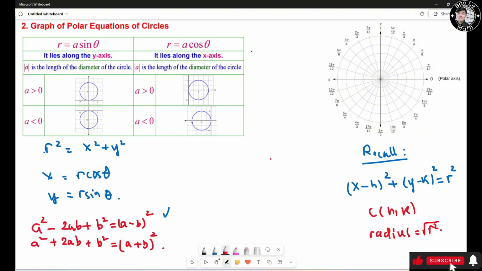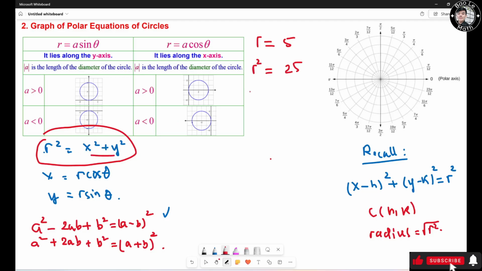Now let's move on to the next example. For example, if you are asked to graph the following polar equation of a circle, r equals 5. That's it. So how do we do this one? We're going to apply this formula right here. In order to apply this formula, we need to square both sides. So I have r squared equals 25. So I'm going to replace r squared with x squared plus y squared. So I have x squared plus y squared equals 25.